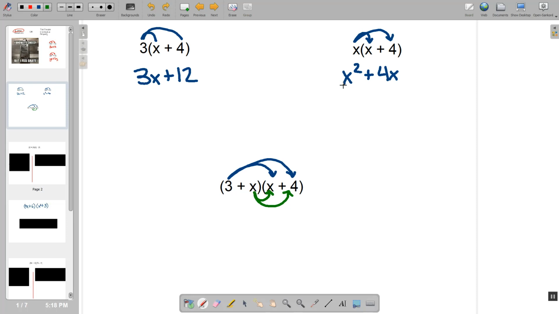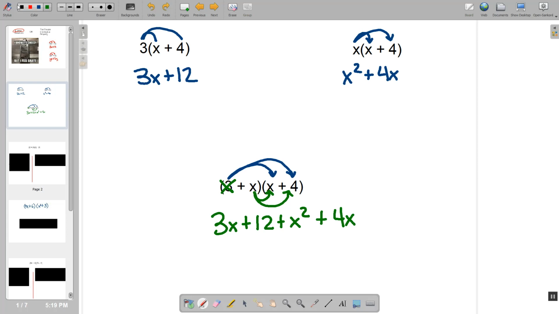So the double distributive property would say that 3 times x is 3x. 3 times 4 is 12. We've done both of these terms, so that number can now be ignored, and we do the second half of the distributive property. x times x is x squared, and x times 4 is 4x. So we have 2 terms times 2 terms, and we have an answer that has 4 terms in it.